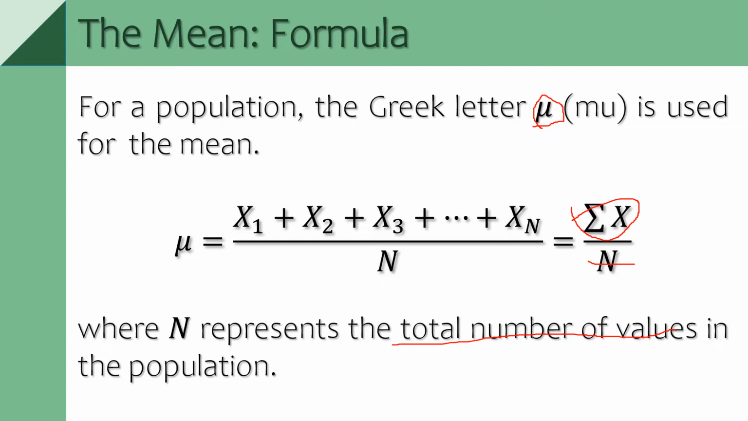So take note that in statistics, Greek letters are used to denote parameters and Roman letters are used to denote statistics. So always remember that.